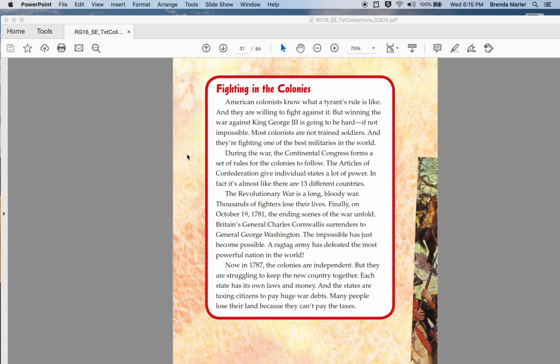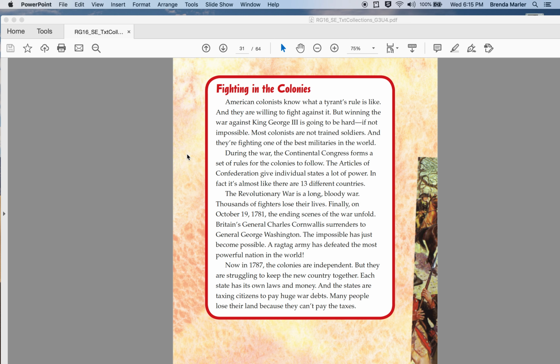The Revolutionary War is a long, bloody war. Thousands of fighters lose their lives. But then, friends, finally, on October 19th, 1781, the ending scenes of the war unfold. So here's how that war ends. Britain's general, Charles Cornwallis, surrenders to General George Washington.